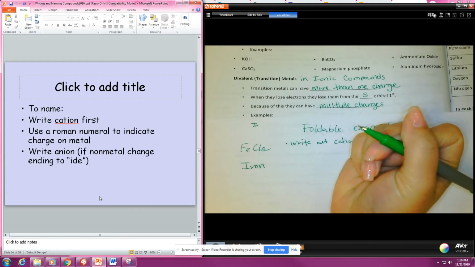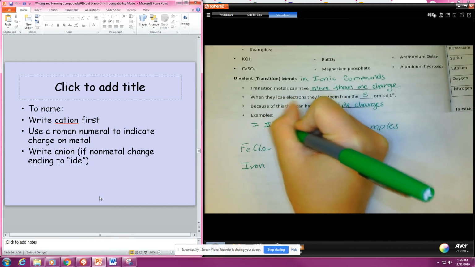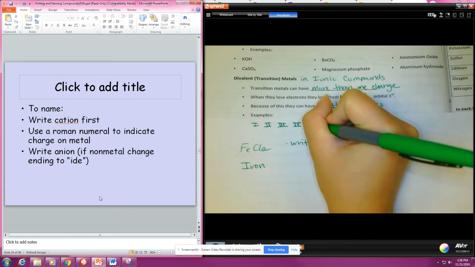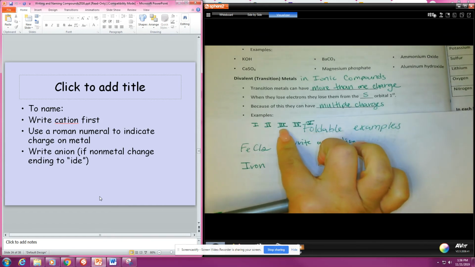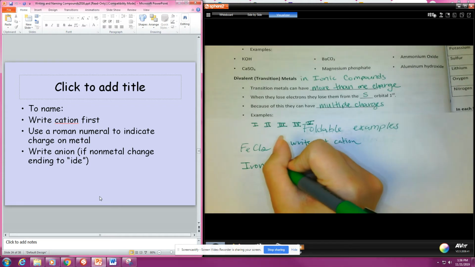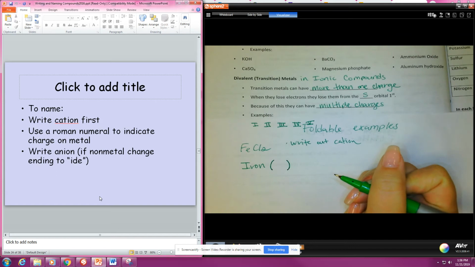If you don't remember your Roman numerals, we only really need to know a few. It goes 1, 2, 3, 4, 5. You're mostly going to be using 1, 2, and 3. Okay, so step 1, write out the cation. Use a Roman numeral to indicate the charge on the metal. That Roman numeral is going to go in parentheses, and in a sec we're going to work out what it is. For the anion, we're going to write it with the ending in "ide."